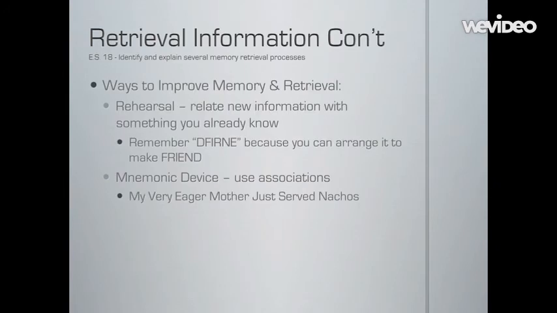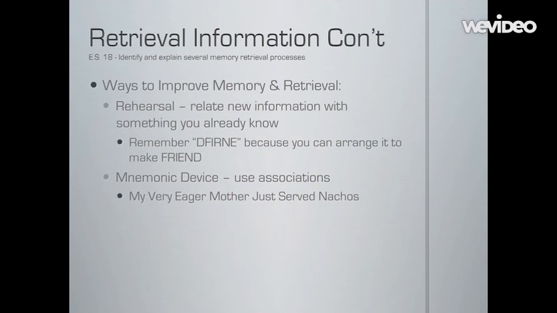There are different ways to improve your memory and your recall. A lot of the encoding processes that you use can also be used with the retrieval process. Okay, so rehearsal. Okay, relating information to something you already know is a way to help increase your memory in your retrieval process. So remembering these random letters of D, F, I, R, and E, well, you could rearrange it to make friend. You know the word friend, so you have related it to something that you already know.